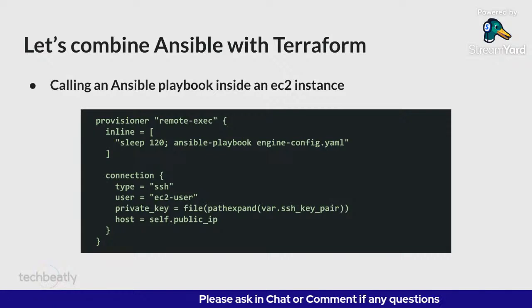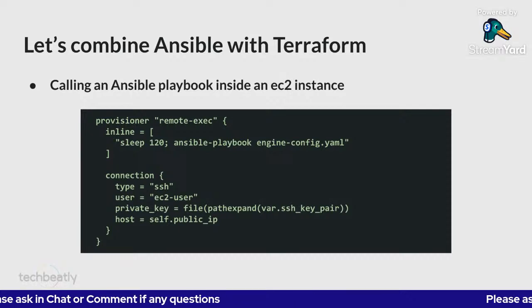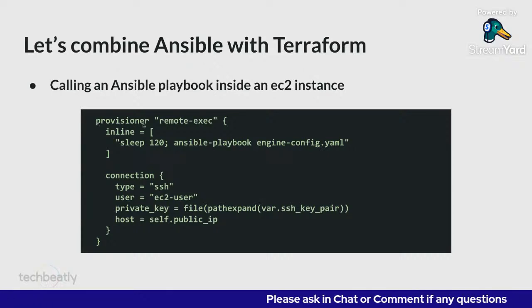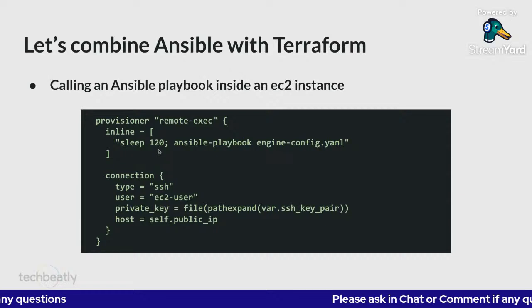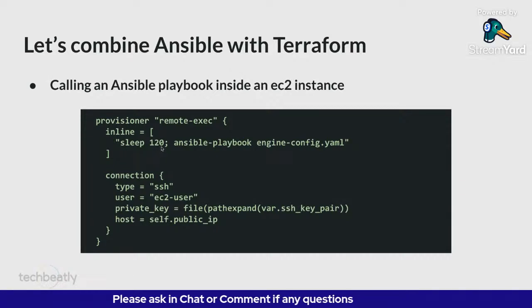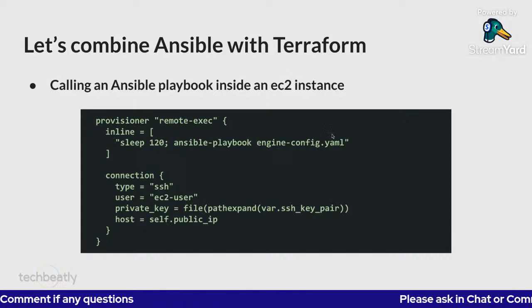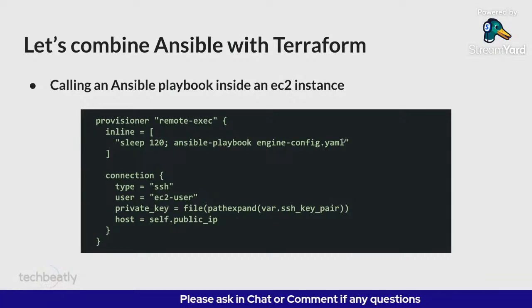Calling an Ansible playbook inside an EC2 instance is very simple. So you know what the options are. I use inline. You call provisioner, then the type is remote-exec. Then inline are: I call some sleep, I will show you why, because maybe I have some tasks which I need to wait a few seconds for. Then I execute the Ansible playbook command. So this engine.config should be there on the target machine. That's the difference between local-exec and remote.